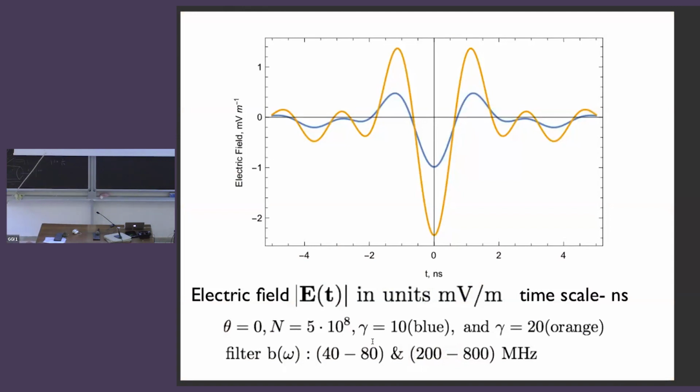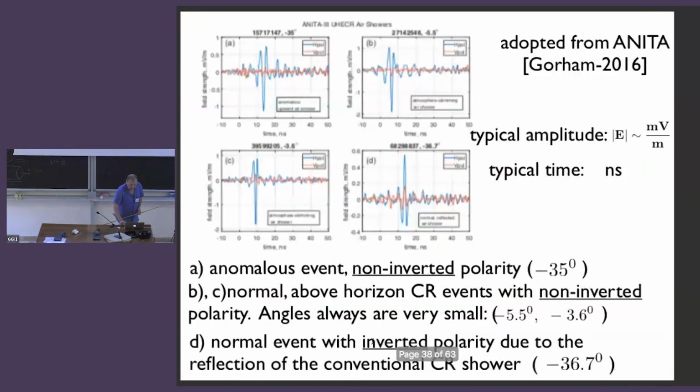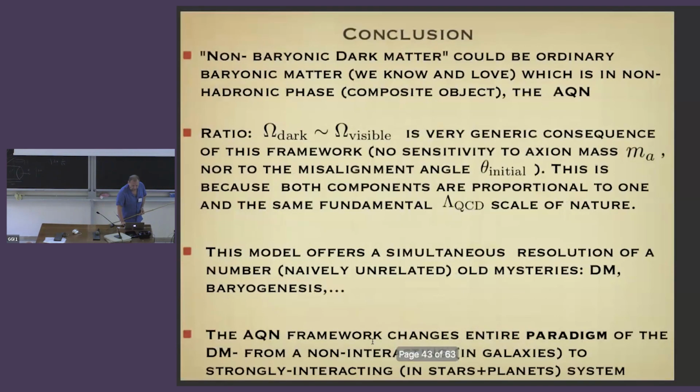But what is important, just pay attention that the electric field is measured in millivolts per meter. And this is a typical nanosecond. I go back to what had been measured. You cannot see it, but it is millivolts per meter, and this is typically 1 nanosecond. So the basic scale is exactly right, okay? So that's about the ANITA portion of the story.